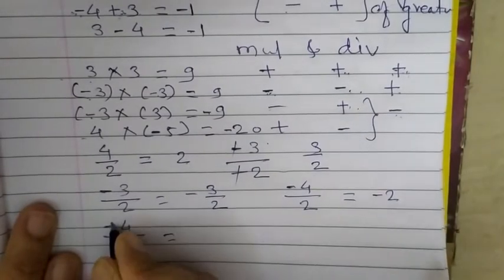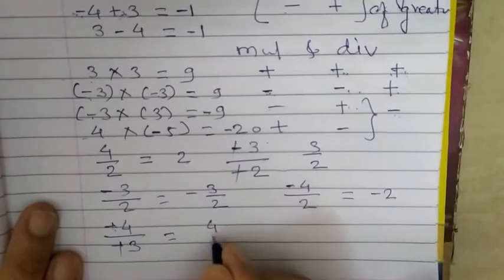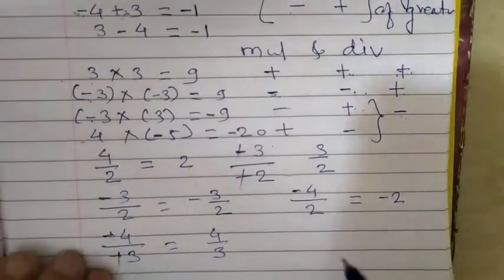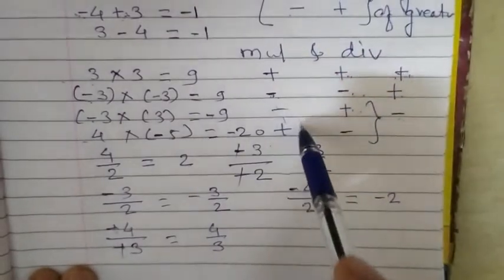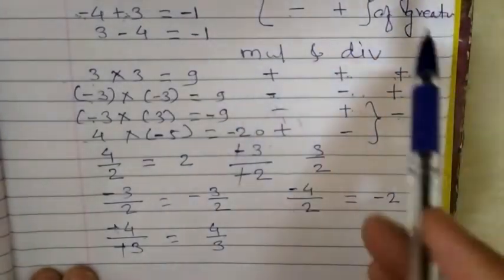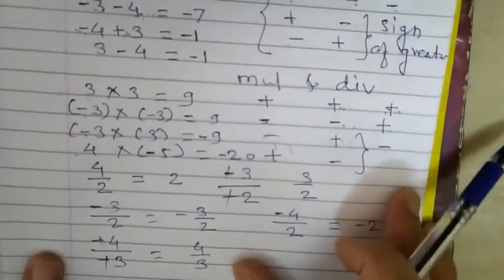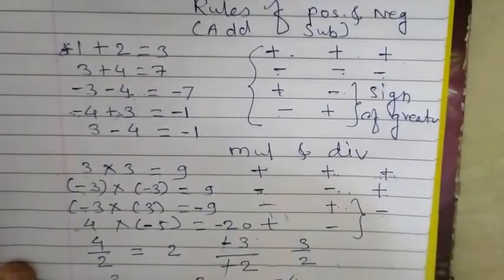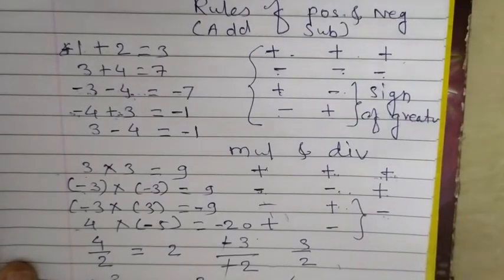One more example, I am taking minus 4 and minus 3. So what happened here also? Negative negative cancel, and 4 by 3. So you should know the table, that is important. In the case of addition and subtraction you should know the table, and in the case of multiplication and division also you should know the table.